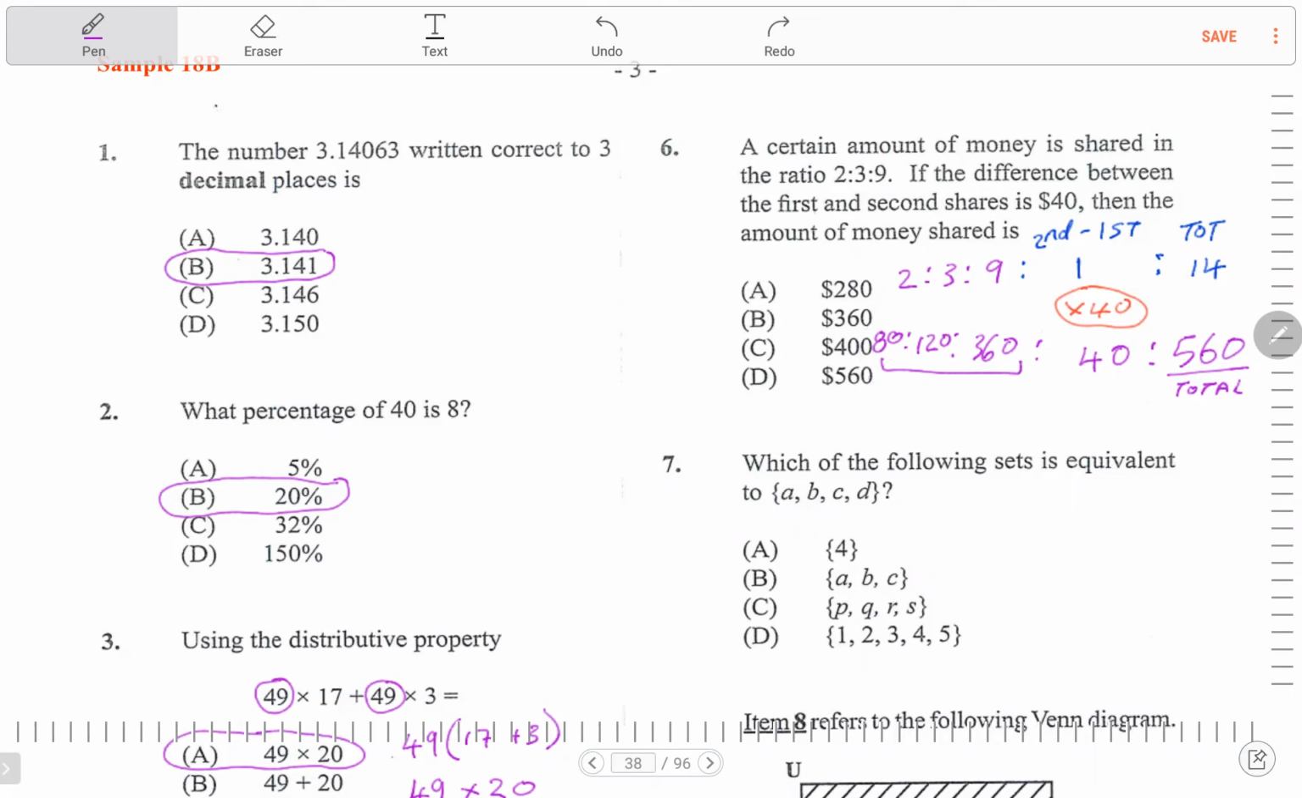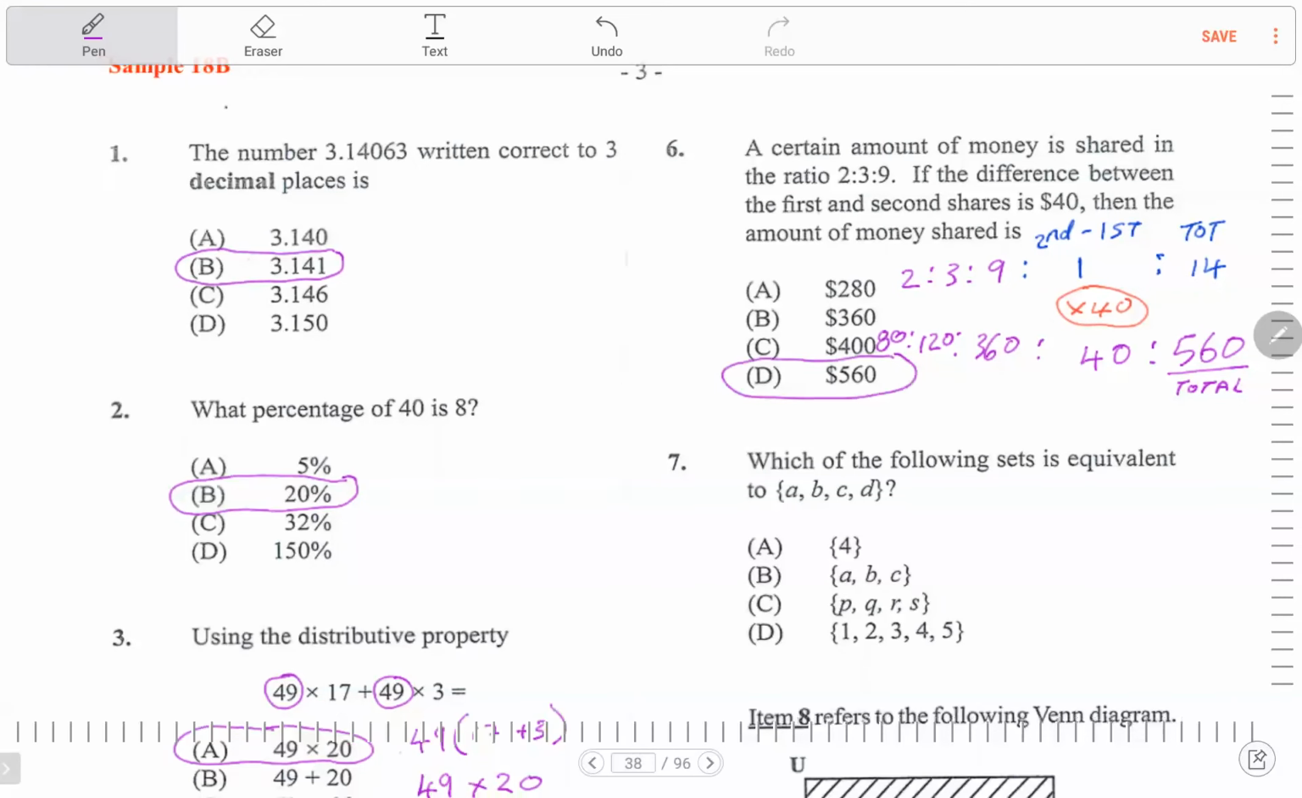The difference will be 1, and then you want it to become 40. The difference is 1, the total is 14. You want the difference to be 40, so you multiply the entire ratio by 40. And that shows you that when the difference is 40, the total is 56. As simple as that. Not 56, 560. So the answer for that one is 560 right here.